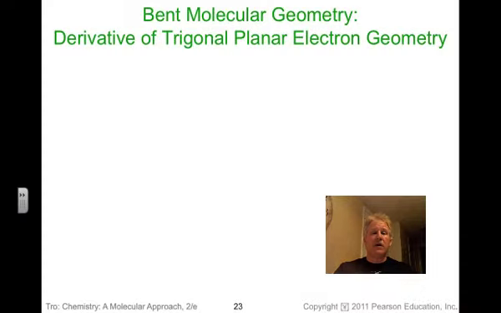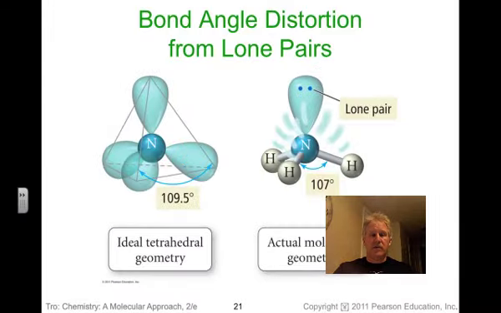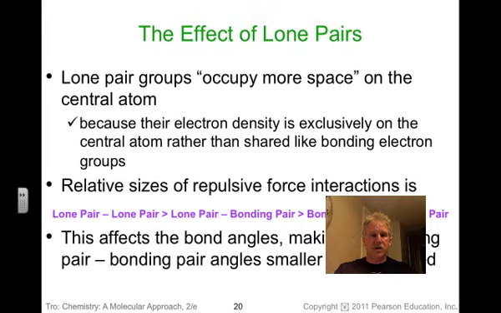So you've got this lone pair. That is going to be the largest size, right? The lone pair bonding pair is a little bit smaller, and then bonding pair. So again, this affects the angles.